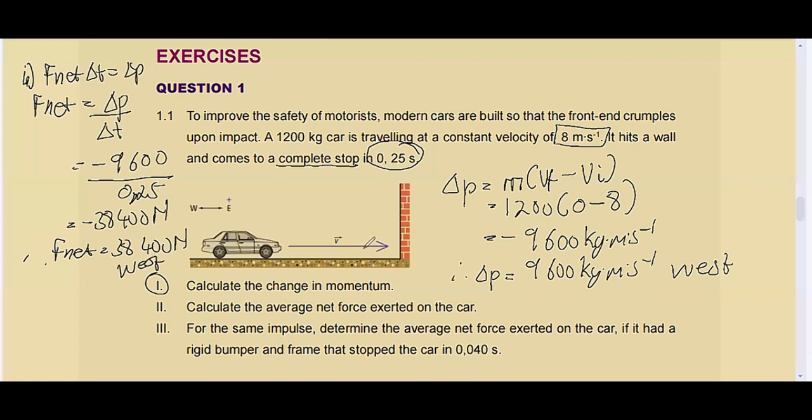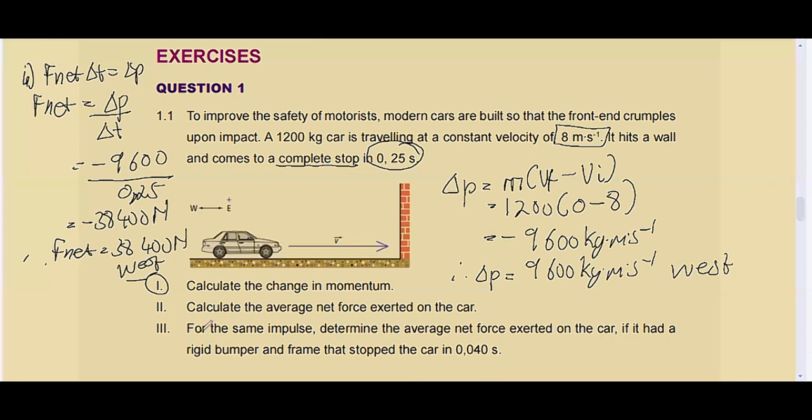According to Newton's second law in terms of momentum, the rate of change in momentum should be in the same direction as the net force. So we can see that the net force is west and also our change in P is west. They should always be in the same direction.